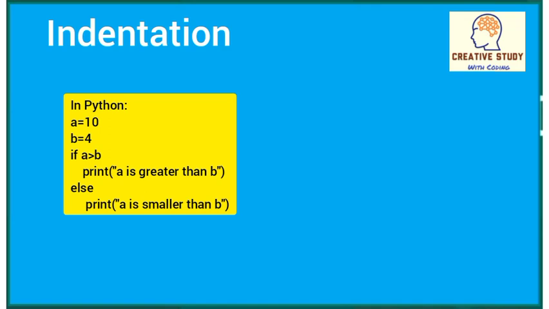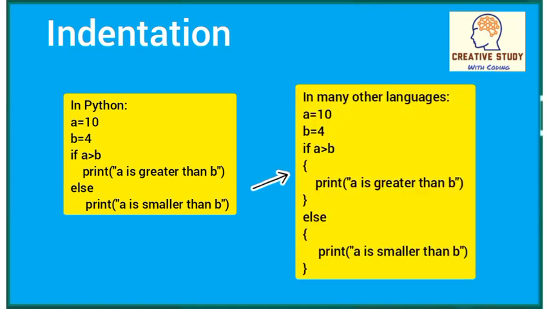Indentation in Python is very important. Indentation means white spaces at the beginning of a statement to define the scope in the code. In other programming languages, curly brackets are used for this purpose.